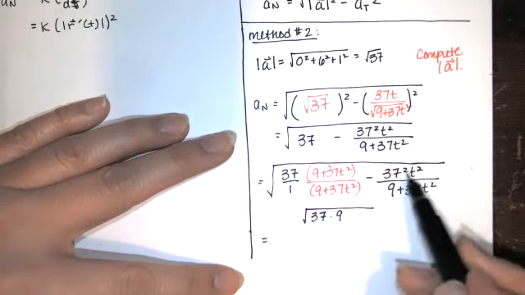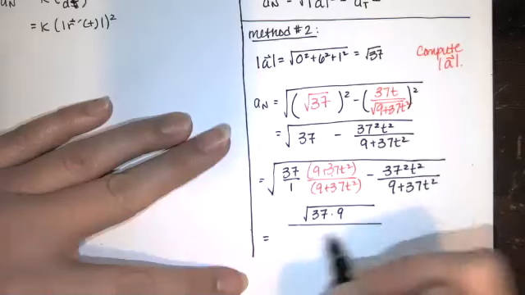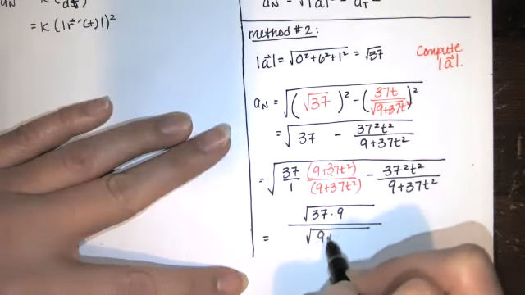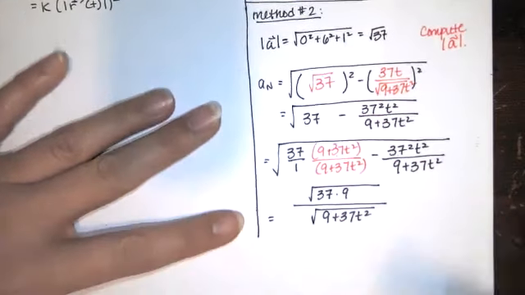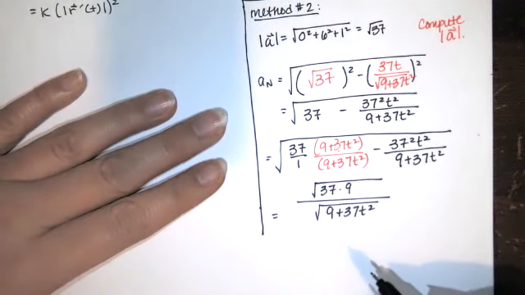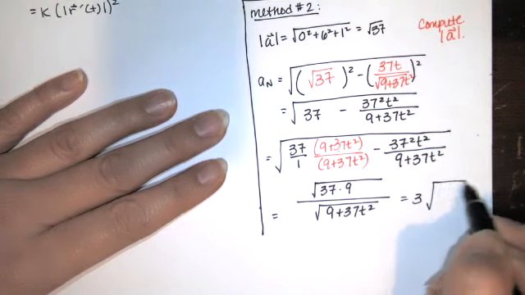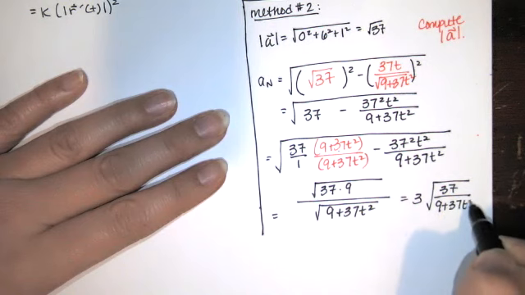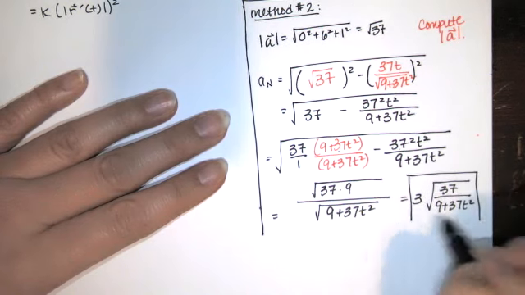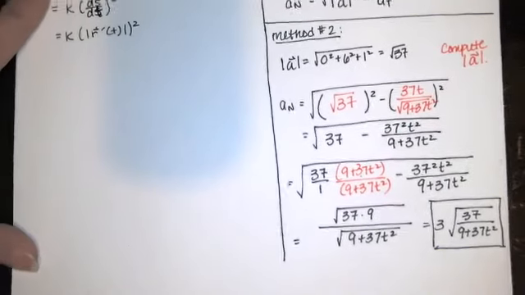So this will reduce with this, and all you'll have in the numerator is that 37 times 9. And then we'll have the square root of 9 plus 37t squared down here. You could write that as a single radical expression. The square root of 9 is obviously 3, so you can write that this way if you want. So that's one version of the answer.